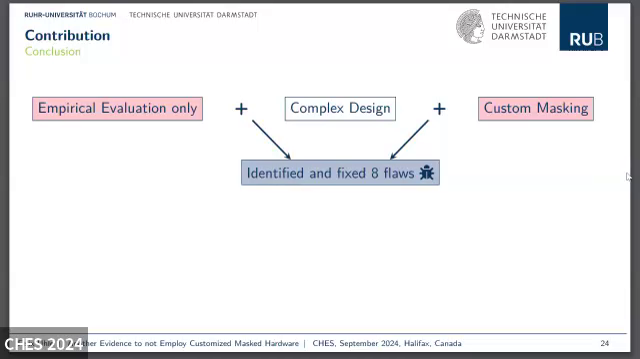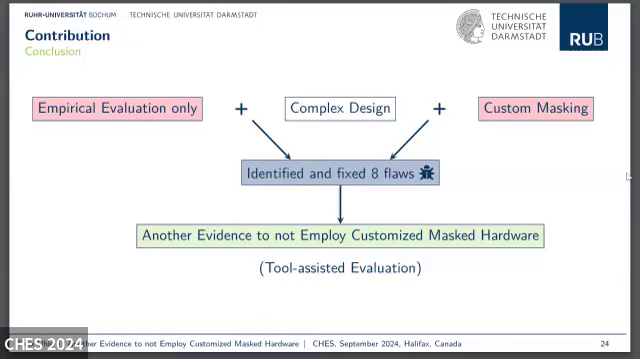So we have fixed all these flaws, which were unnoticed due to the large and complex design of the ALU we have investigated, and they were unnoticed due to only empirically evaluating this large core. And all of these modules were custom masked, so there were no proofs of security or composability. Together, this provides another piece of evidence to not employ customized masked hardware. Or if you require it, for performance reasons or something like that, then you should at least do tool-assisted evaluation to avoid the strict connection between your measurement setup and the result of whether you find leakage or not.